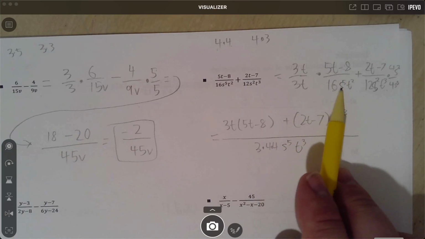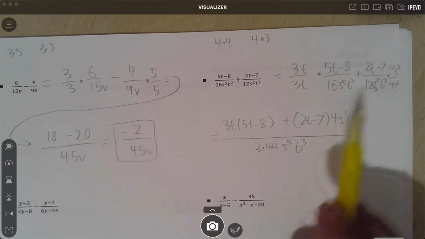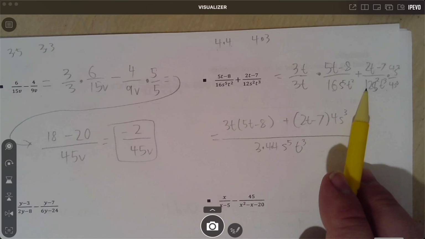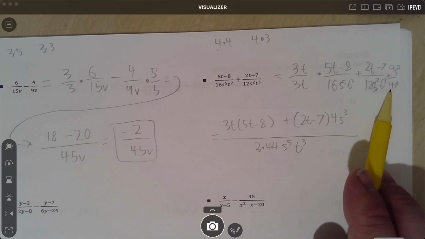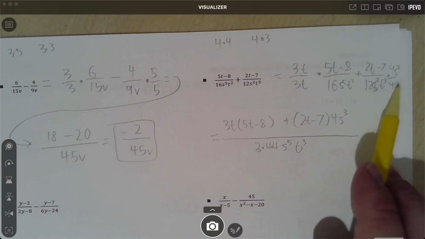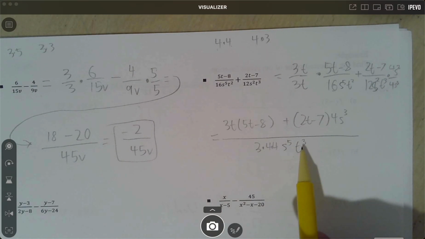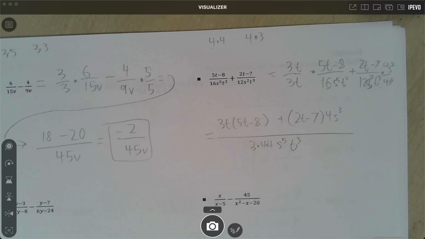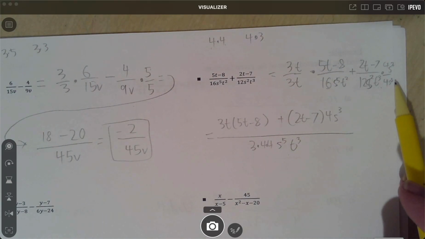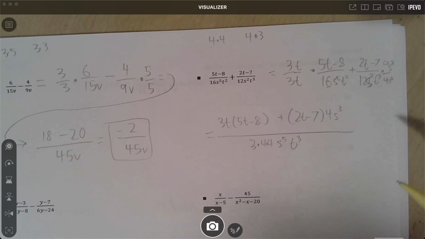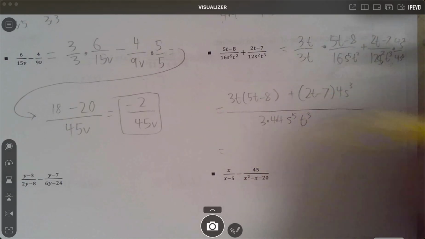So that common denominator is 3 times 4 times 4 times s to the 5th times t cubed. I have 4 times 3 times 4 in some order. I have s to the 5th because I had s squared and now I'm multiplying s cubed to get s to the 5th, and I already had t cubed. Okay, what do we do now?